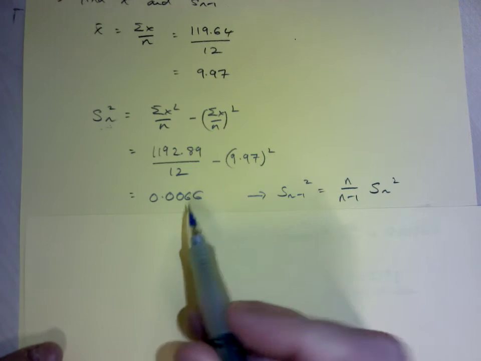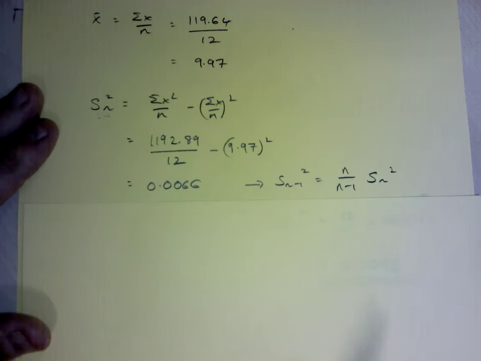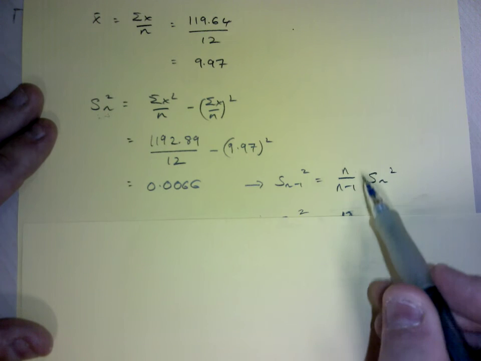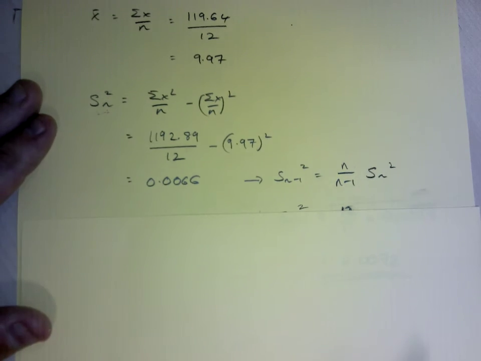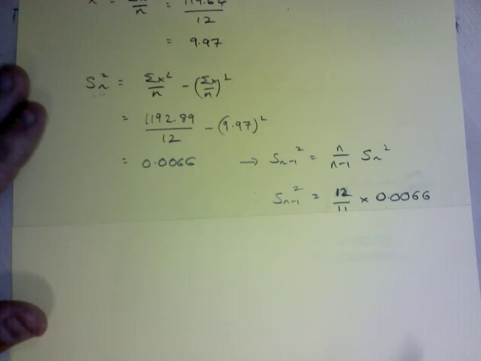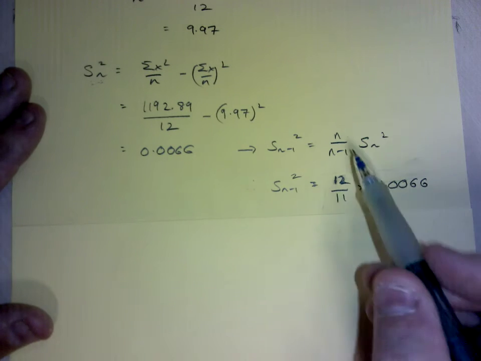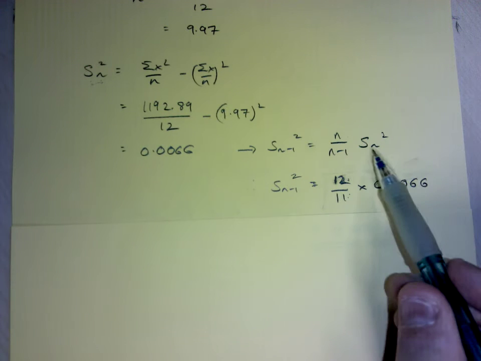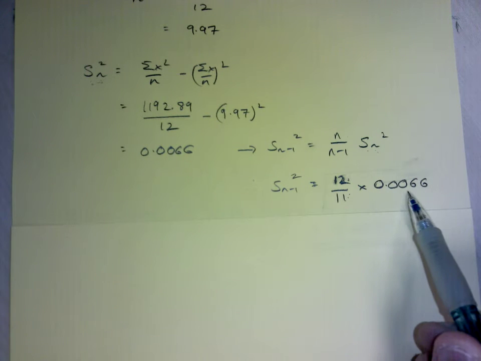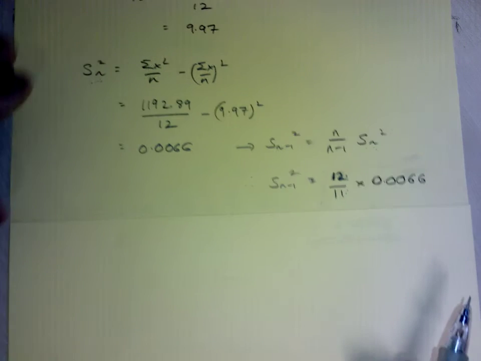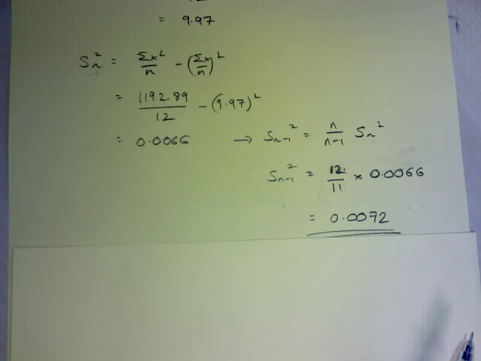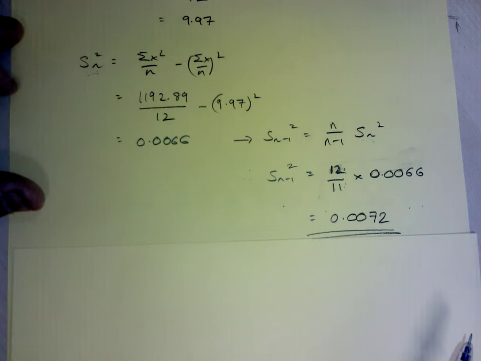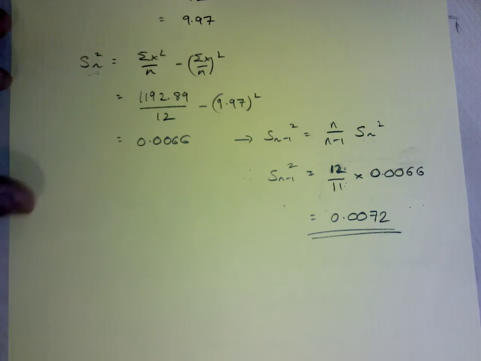But this is biased. I need to convert it to the unbiased form, which I know has this factor of n upon n minus 1. So I then convert it to be an unbiased estimate by multiplying by this conversion factor times the biased variance, which is 0.0066 from before, and I've got that calculated out to be 0.0072. So that's the answer to part B.